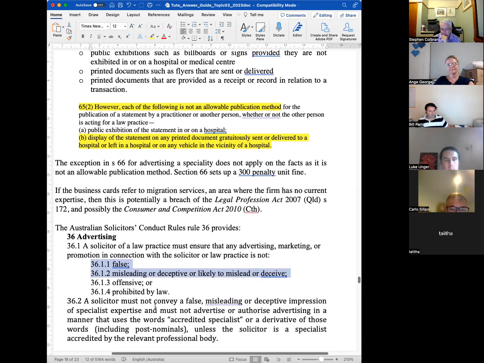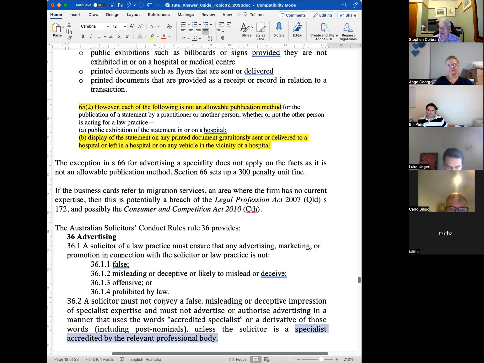Here you can see accredited. This is where you're talking about an accredited specialist. That's got a particular meaning. That's what the Law Society course is about, rather than the notion of a specialist. It's talking about a specialist accredited by the relevant professional body.